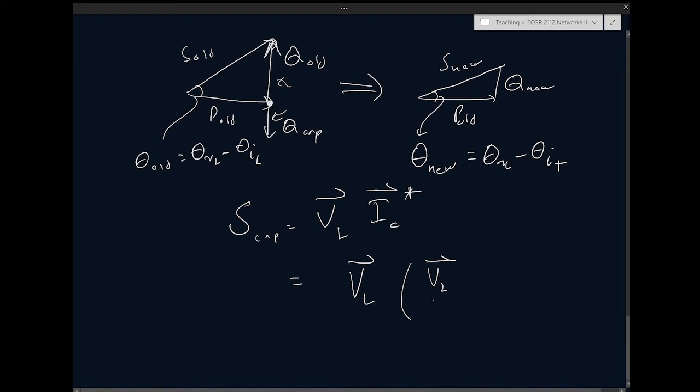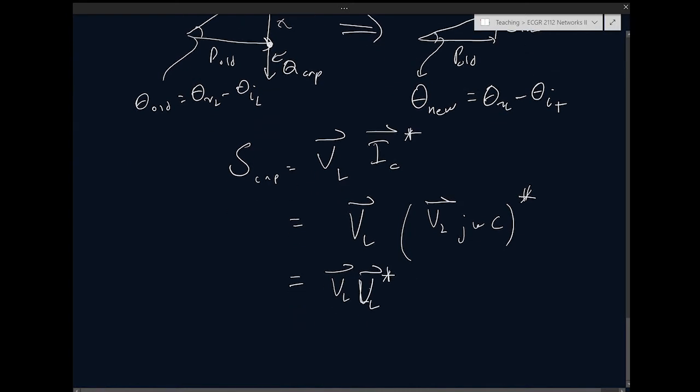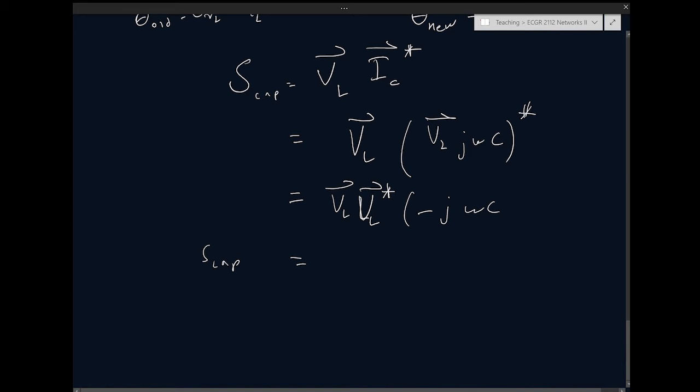Ohm's law. What's the impedance? 1 over j omega C, right? So I'm going to end up with VL phasor conjugate times j omega C conjugate. The conjugate of j is going to be minus j, so minus j omega C. So S cap is going to be VL times VL conjugate, which is just the magnitude squared, and this is RMS, of course. When I write S this way, everything here is RMS.